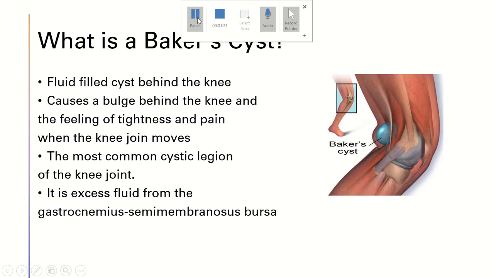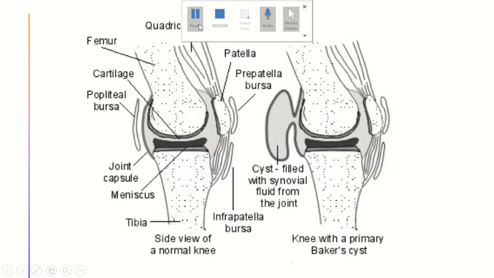So what is a Baker's cyst? A Baker's cyst is a fluid-filled sac behind the knee. It causes a bulge and a feeling of tightness and pain when the knee joint moves. It's the most common cystic lesion of the knee joint, and it is excess fluid from the gastrocnemius semimembranosus bursa sac.